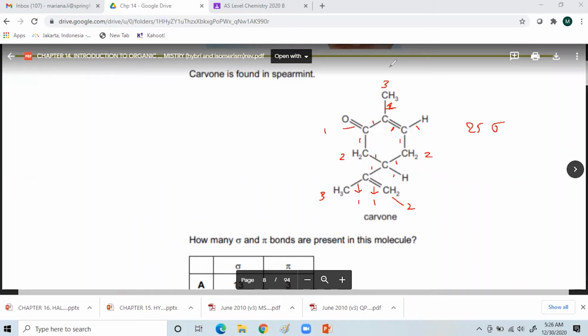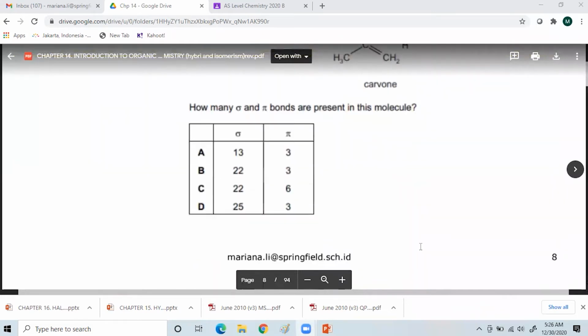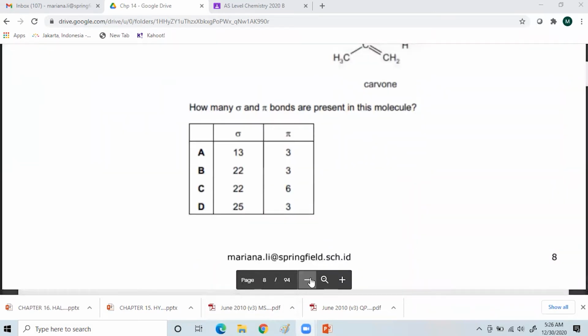And how many pi bonds? A pi bond is in a double bond. So there are 3, right? Yeah, this is pi bond 1, 2, 3. So 25 sigma and 3 pi bonds.